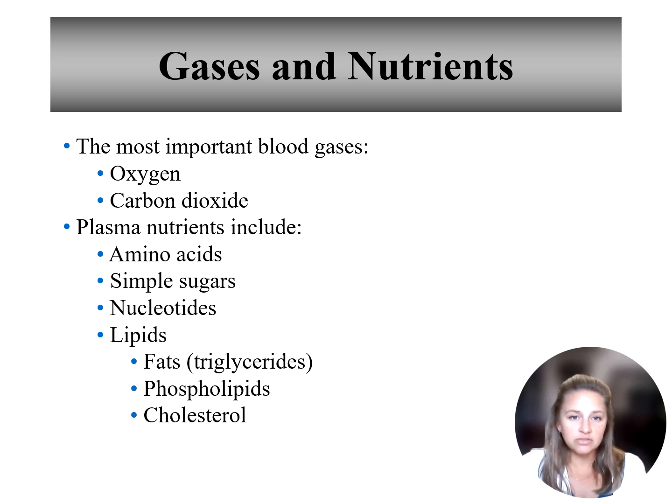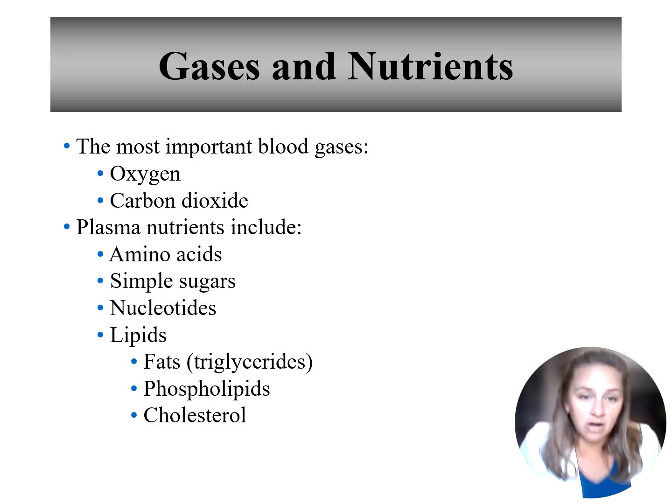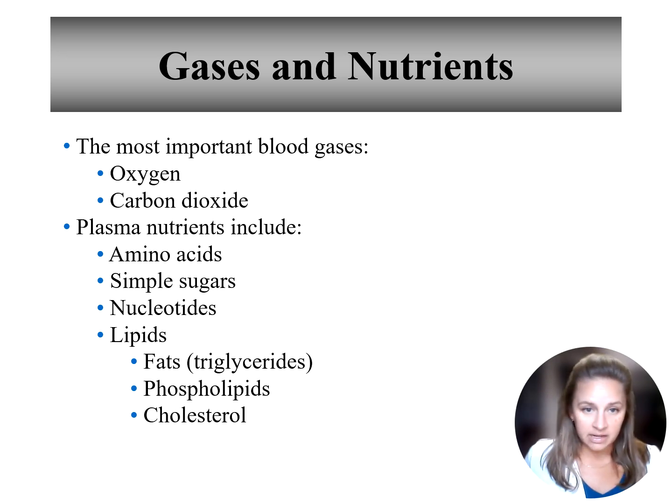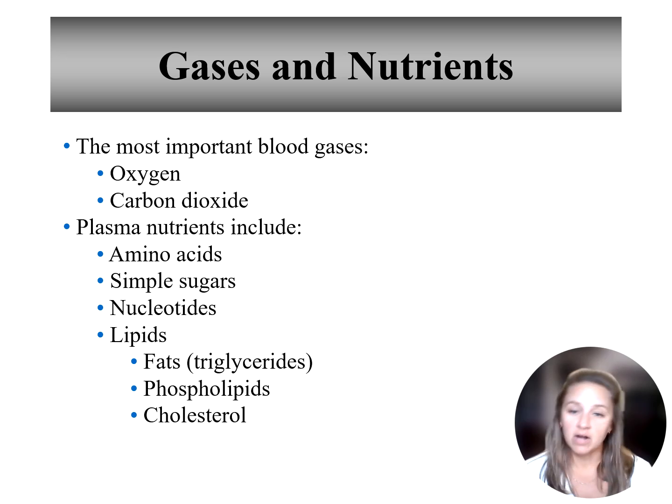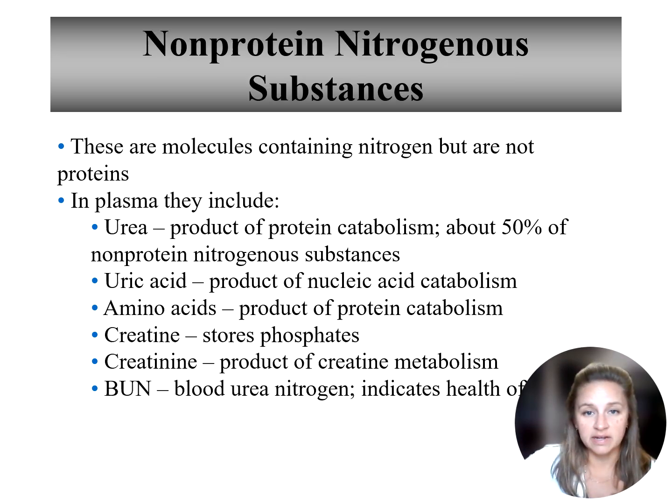So with gases and nutrients, we said there's 3 gases in the plasma: oxygen, carbon dioxide, and nitrogen. Again, nitrogen is the most prevalent, but it doesn't really play a physiological role, so we're not going to talk about it here. The other nutrients in plasma are amino acids, which will be used to make proteins or come from proteins, simple sugars, nucleotides, lipids. All kinds of nutrients are transported in plasma.